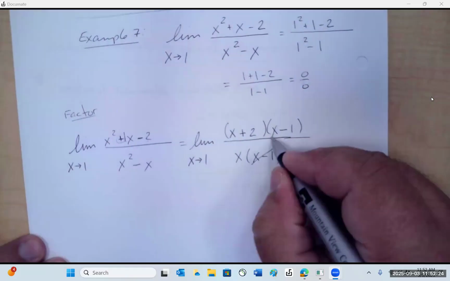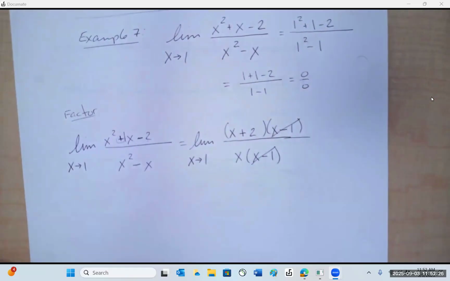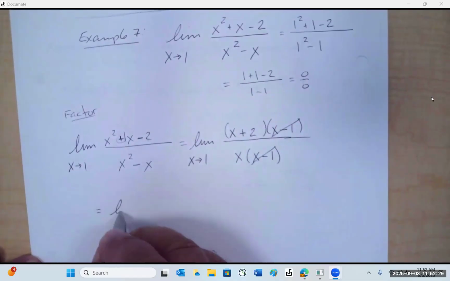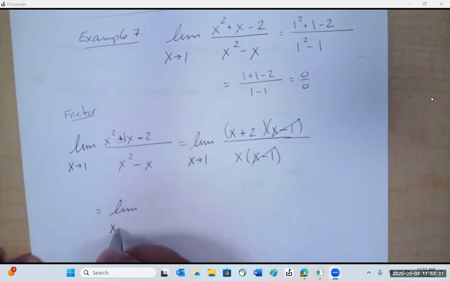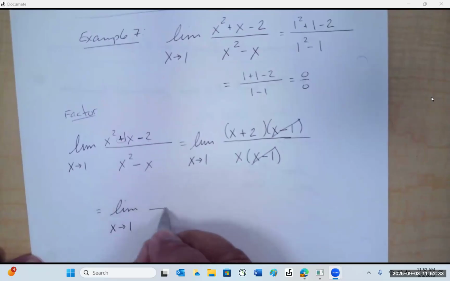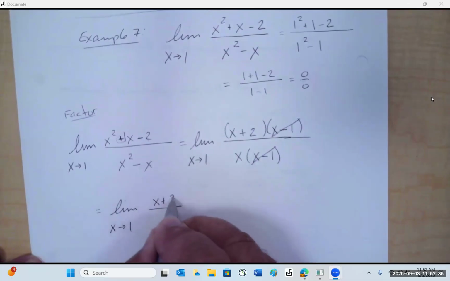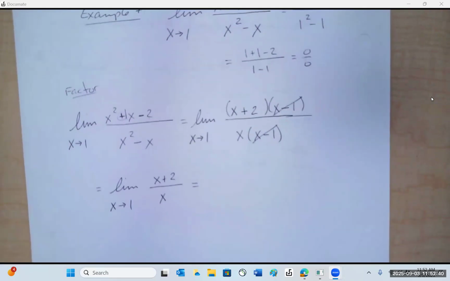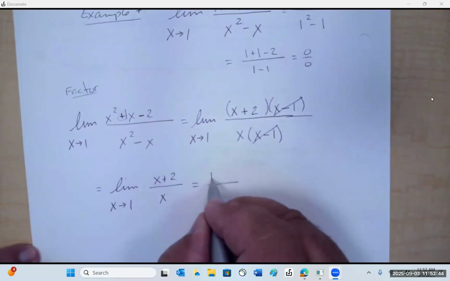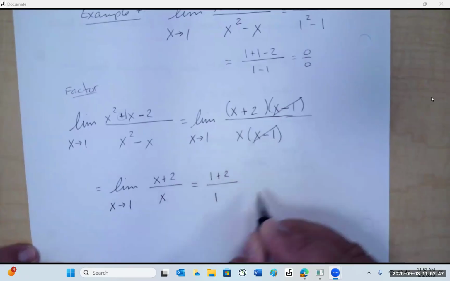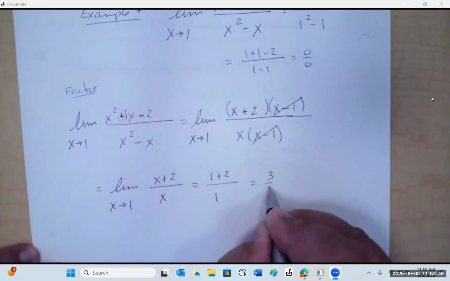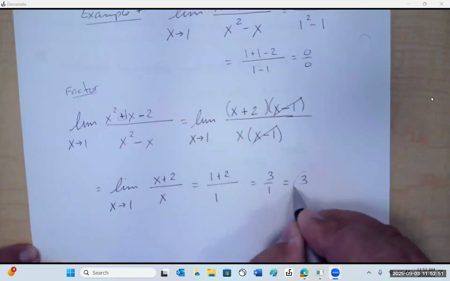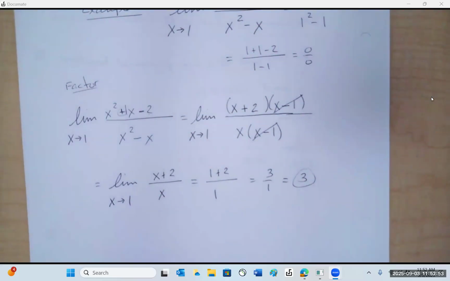The x minus ones cancel. The limit as x approaches 1 of x plus 2 over x. Plug those in. 1 plus 2 over 1. So the answer is 3.